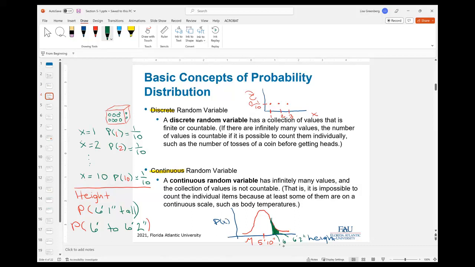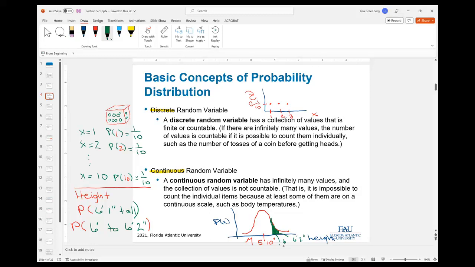A continuous random variable has infinitely many values, and the collection of values is not countable. Because how would I know exactly how tall somebody is? If I could really measure them down to the very, very small amount, like 1/1,000,000th of an inch, right? Well, then probably no one would be the same exact height. But we do have a range. And also we can write this.